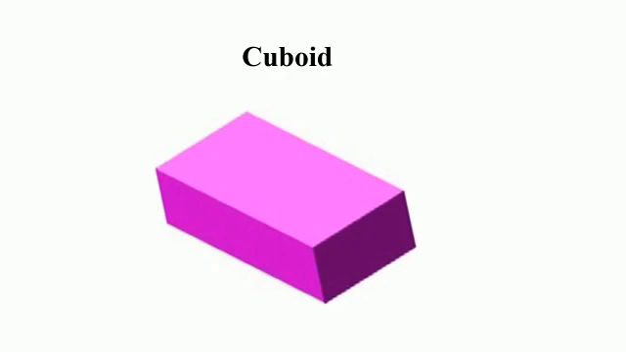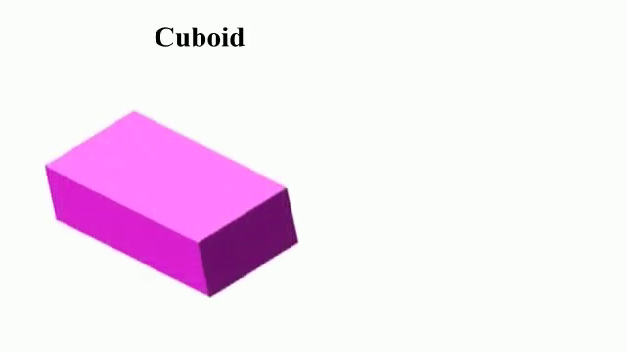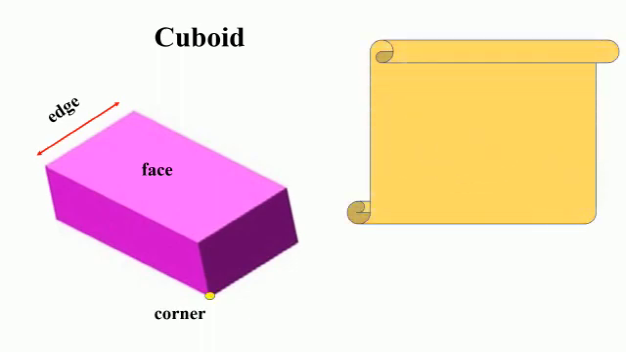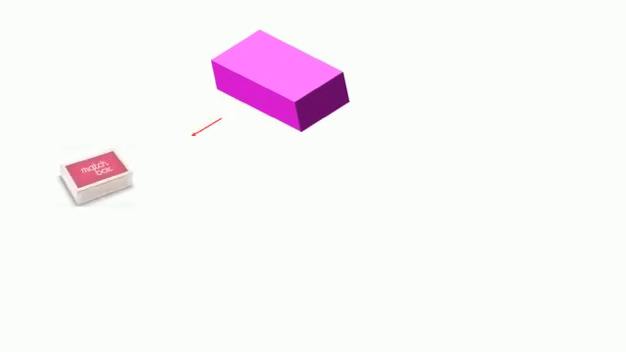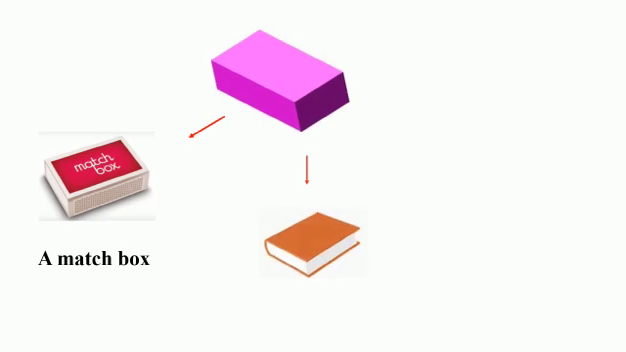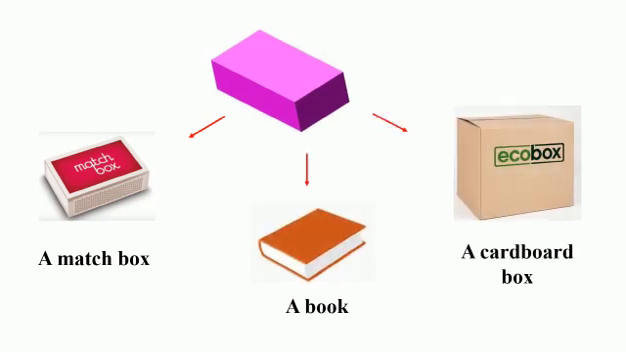This is our second solid. What is this? This is a cuboid. A cuboid is very similar to a cube. You can say that it is a longer cube. In this cuboid also you can see how I mark the face, the edge, and the corner. So according to that we can say a cuboid has 6 faces, 12 edges, and 8 corners. Now let's see some examples of a cuboid: a matchbox, a book, and a cardboard box.